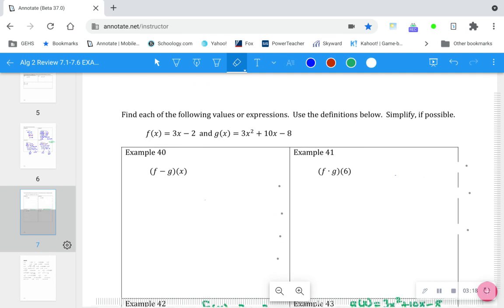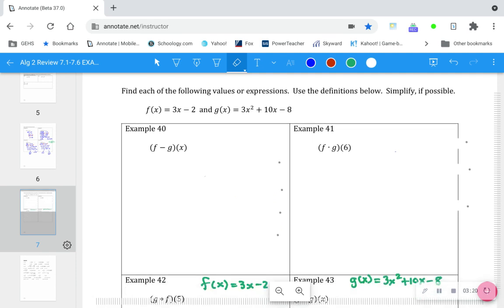Okay, we have a different set of instructions. This is from section 7.6. And what we're going to do here on this first problem is use these definitions that are given up here for f of x and g of x to find f minus g of x. Now, f minus g of x is simply the first function f minus the second function g. So you can see I've got it set up here where the first function is the f of x, and I'm subtracting the other one from it.